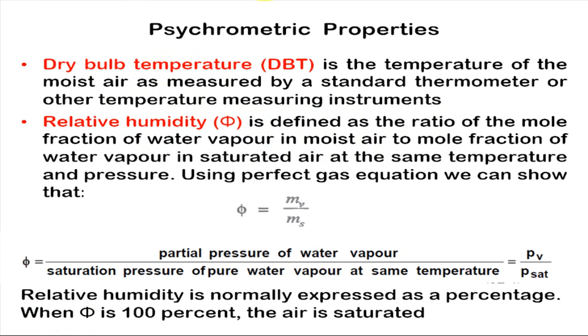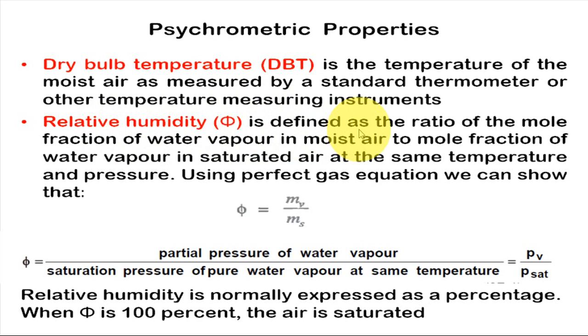Now we are going to learn about psychrometric properties. The first property is dry bulb temperature. Dry bulb temperature is the temperature of the moist air measured by a standard or normal thermometer. Next is relative humidity.